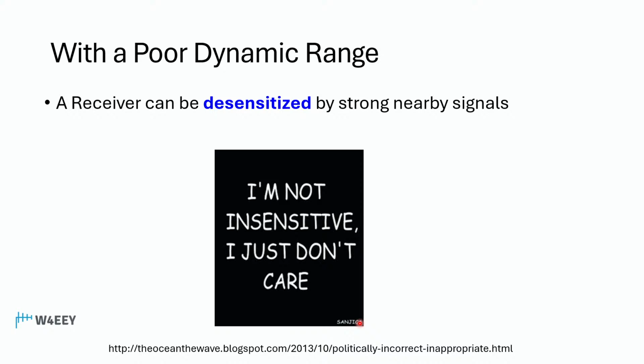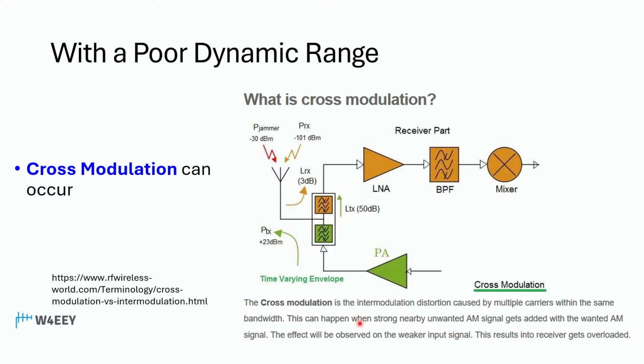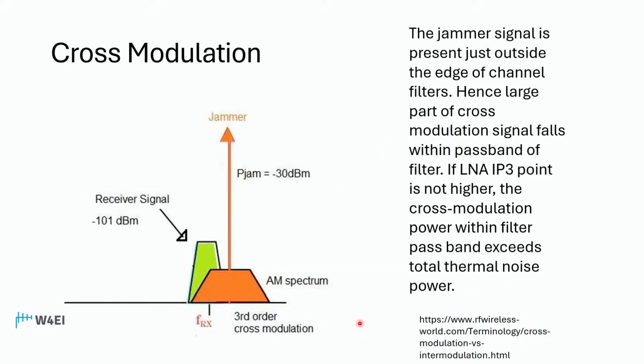And so that's one thing. The sensitivity can go way down. You can also get cross modulation with interfering signals coming in that impact the signal that you're trying to receive. There's more information here that you can read at your leisure and follow the URLs as well.